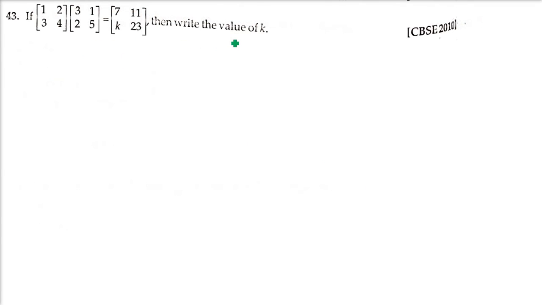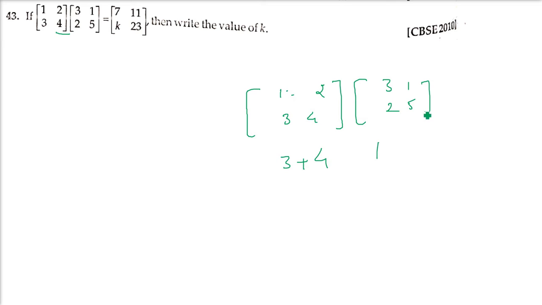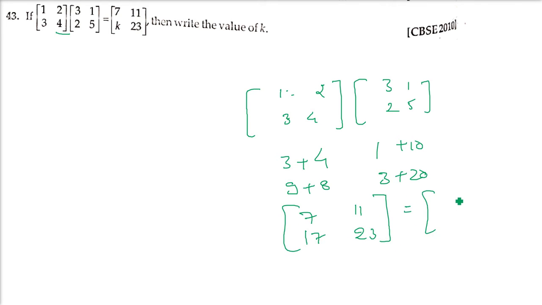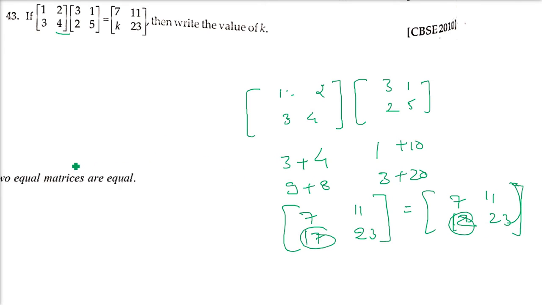Okay. So you have to find out the value of k. So just multiply them. So let us multiply. 1, 2, 3, 4. This is going to be 3, 1, 2, 5. So multiply 1 with 3. 3 ones are 3. 2 twos are 4. Then 1 into 1 and 5 twos are 10. 3 into 3, 9 and 4 twos are 8. 3 ones are 3 and 5 4s are 20. So 7, 11, 17 and 23. So this is equal to 7, 11, K, 23. So all others are same, only K we have to find out. That has to be 17 in order for this to be equal. So K is 17 here.